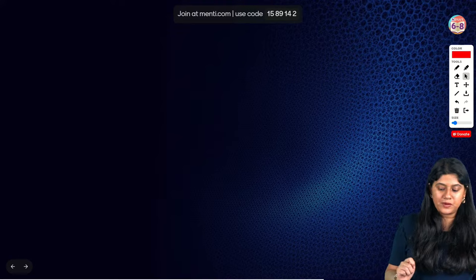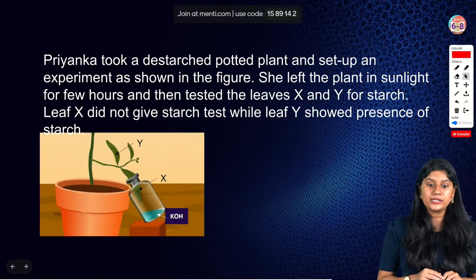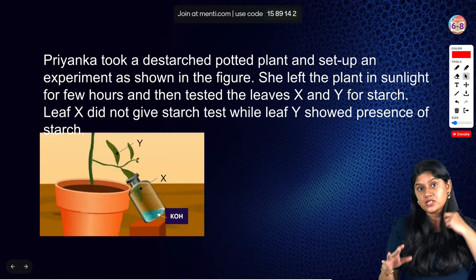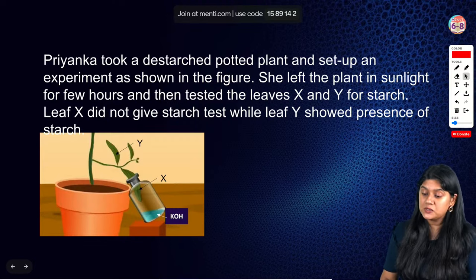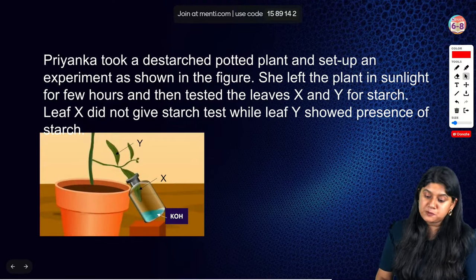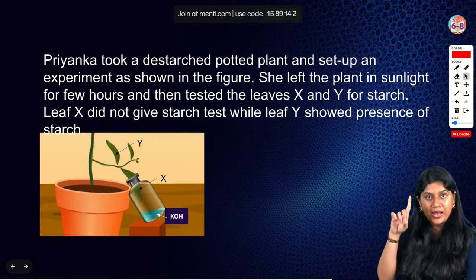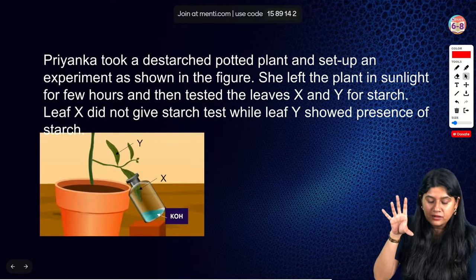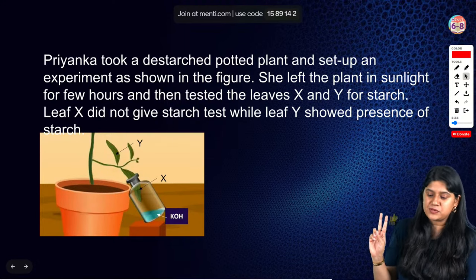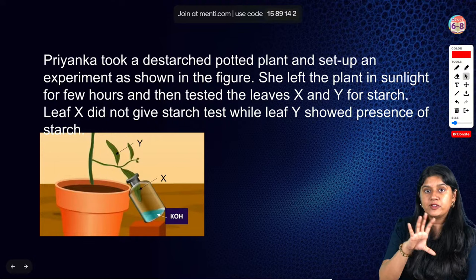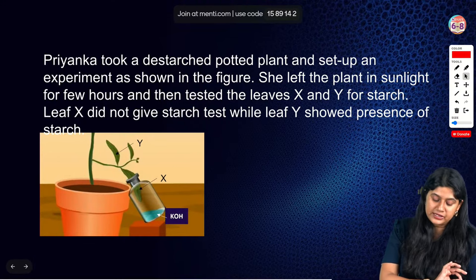Okay, moving to question number 17 on our screen. Everyone, please read this question, and based upon this we will be answering our next question. Priyanka took a destarched potted plant and set up an experiment as shown in the figure. We can see a potted plant, and one leaf is being added into a beaker. The beaker has KOH, and there are 2 important substances marked, X and Y. After a few hours, what happened?